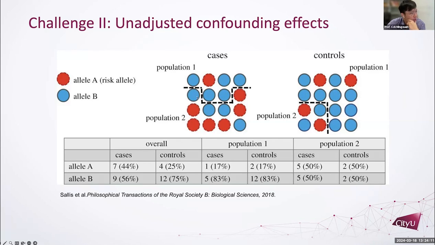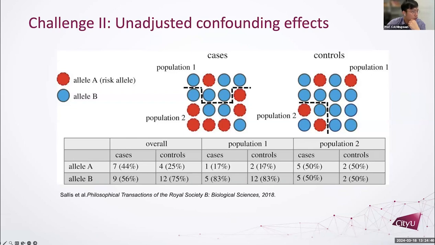However, if we look at the subpopulations, for example subpopulation 2 down here, where the dashed line separates subpopulation 1 and subpopulation 2, we can compute the odds ratio again. Here the odds ratio is 1 multiplied by 12 divided by 12, which is only 1. This indicates there's no difference between the distribution of allele A and allele B in cases and controls.